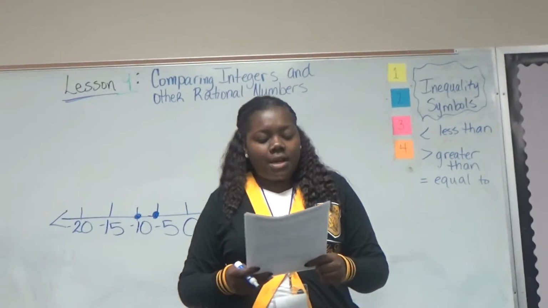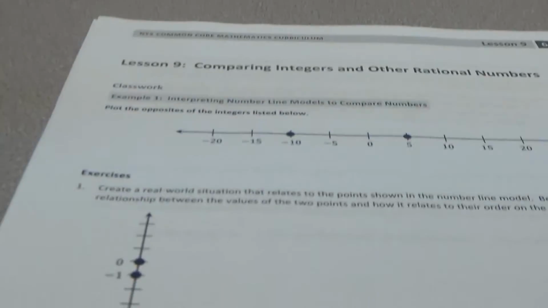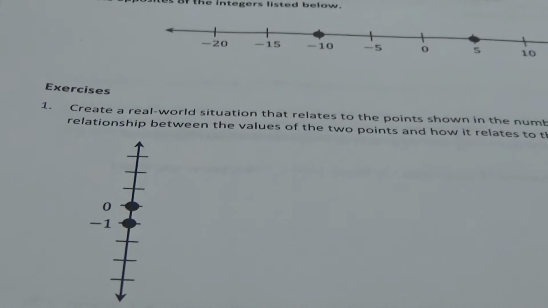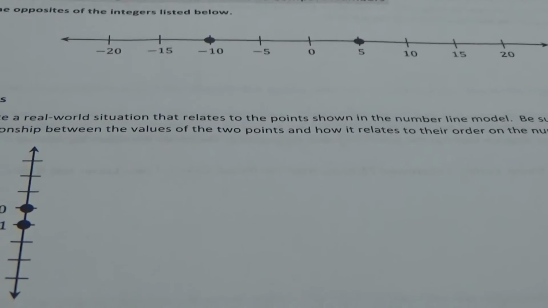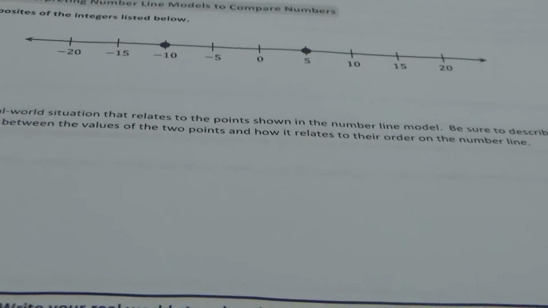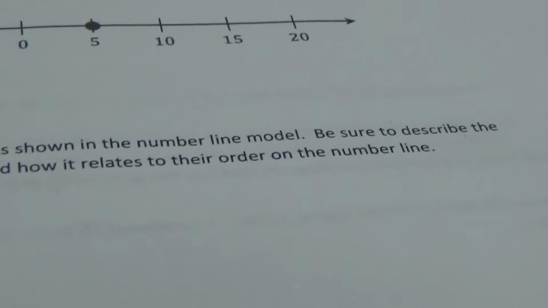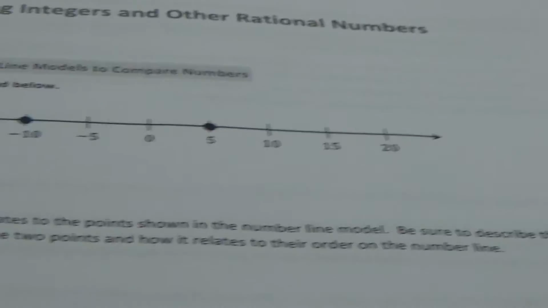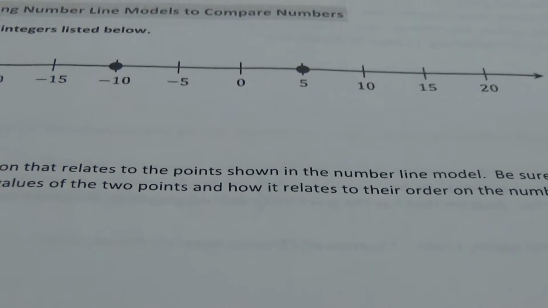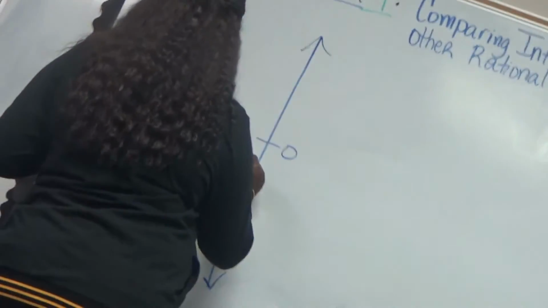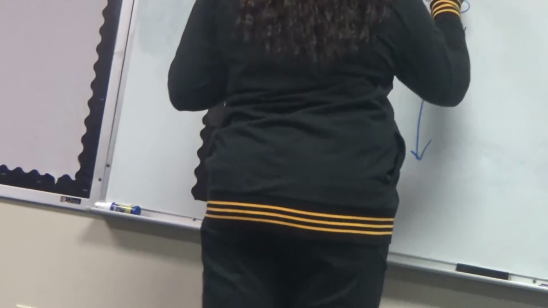Alright, so let's go down to exercise 1. Locate exercise 1 in your paper. Exercise 1 tells you to create a real-world situation that relates to the point shown in the number line model. Be sure to describe the relationship between the values of the 2 points and how it relates to their order on the number line. So what type of number line is this? Vertical. They give you a vertical number line, right?